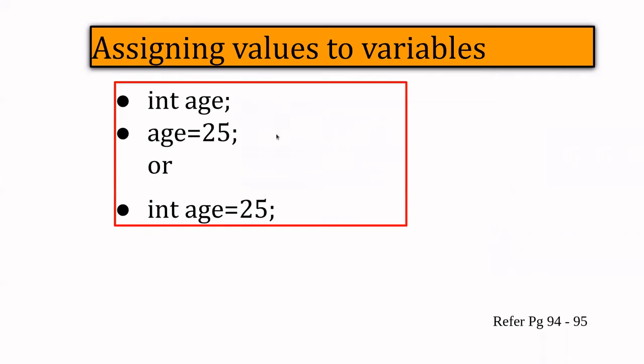Assigning values to variables: int age, that is a declared variable. Age data type is int. Age you can assign a value, like here, age equal 25 semicolon. Or you can directly both declare and assign the value, int age equal 25 semicolon.